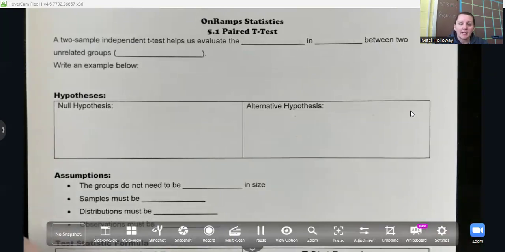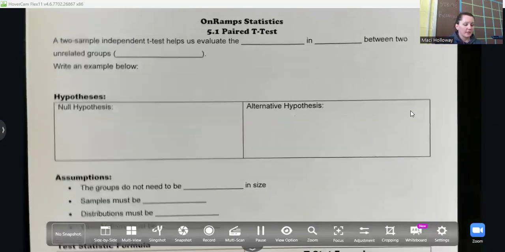5.1 discusses paired t-tests, and that's different than the t-test that we discussed in chapter 4. Now thinking about chapter 4, when we did a paired t-test, those were like before and after. They were taking two samples from the same population. A two sample test that we're talking about today is an independent t-test. And so what that is, we're taking two samples from different populations.